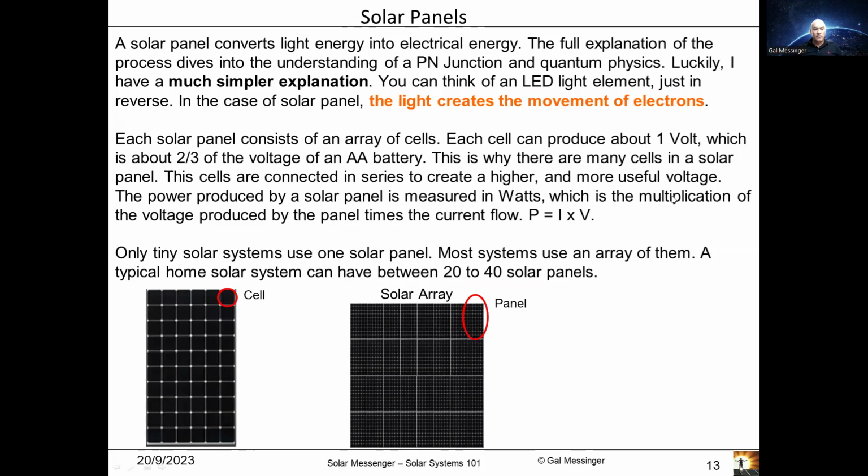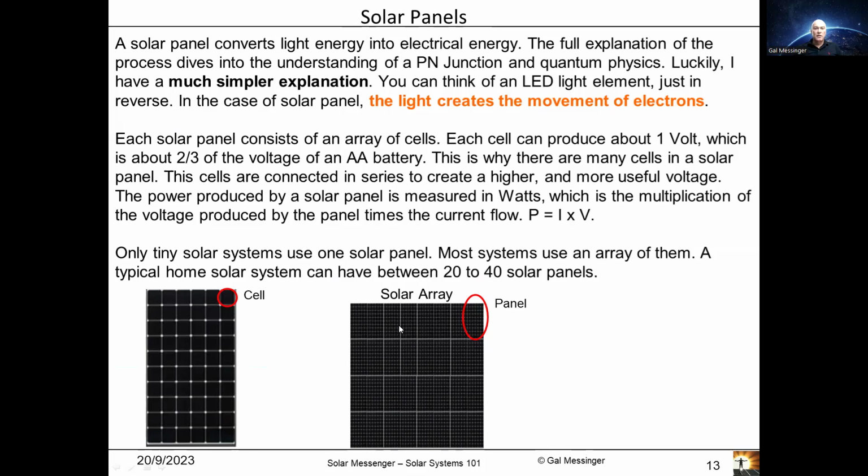And the panel itself would have a certain voltage and current. So voltage is like the pressure in a pipe, and current is like the thickness of the flow. So this means that the power from a solar panel is going to be the voltage times the current. And this has to be optimized as well. I'm not going to get into it. You cannot just connect solar panels to each other willy-nilly. You have to follow some rules.